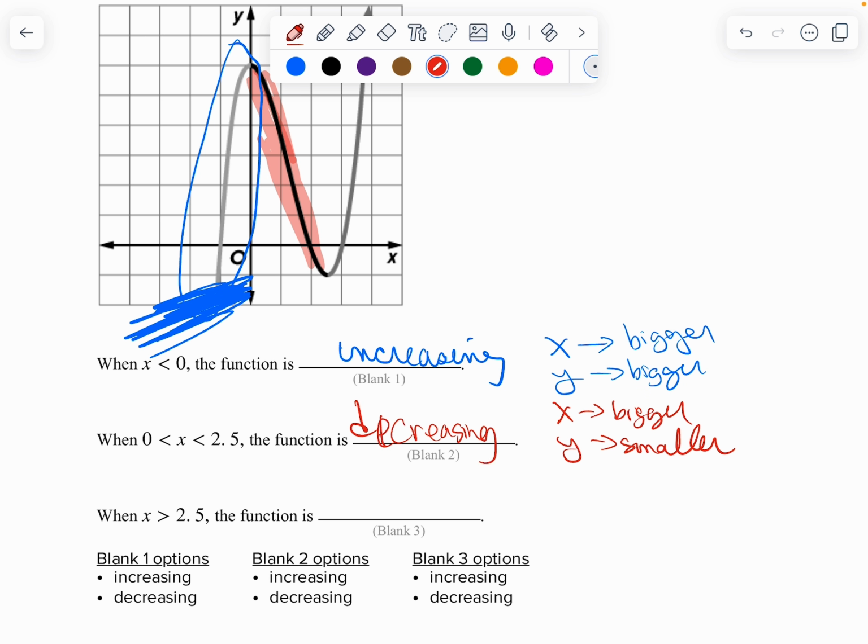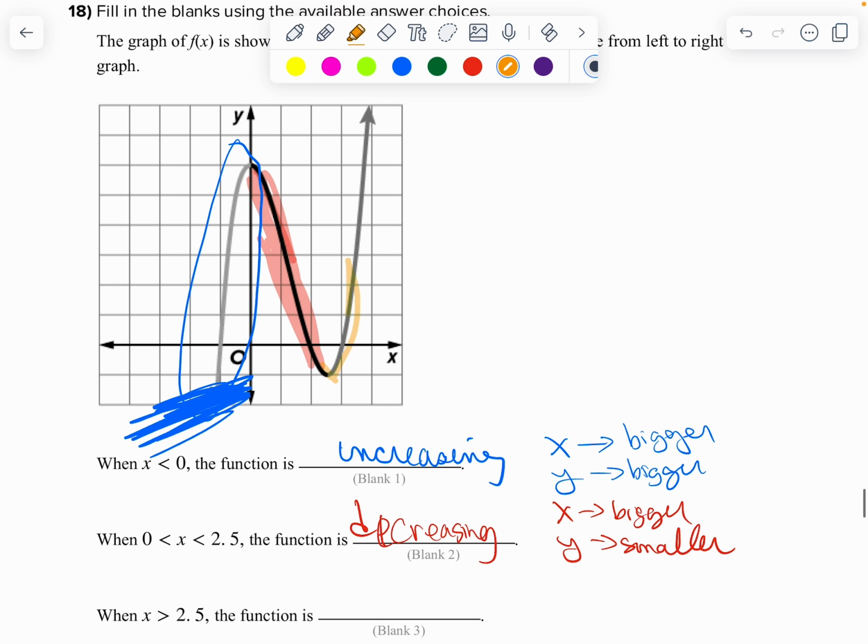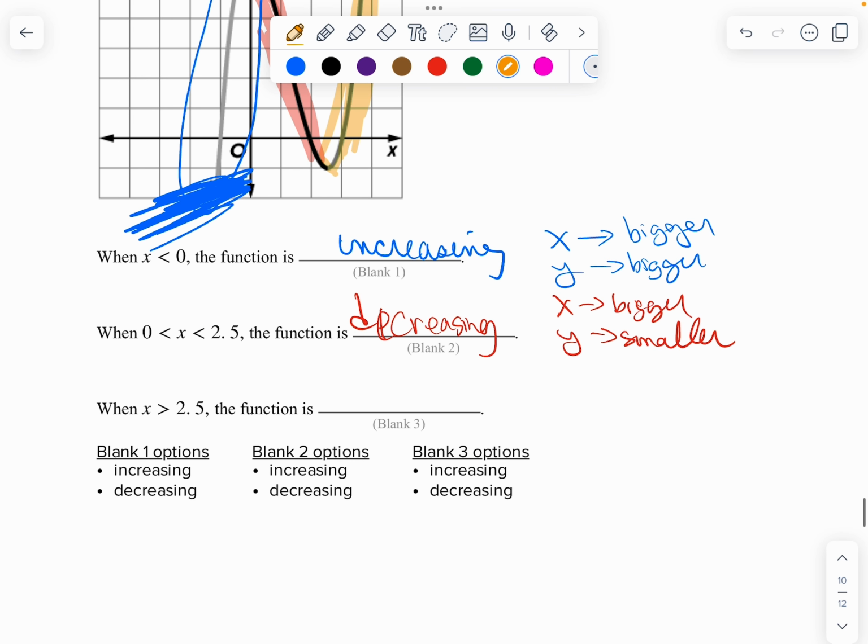Okay, and last but certainly not least, we're talking about this portion right here. And if you need to, ignore that. As x is getting bigger, y is getting bigger, so we are increasing.